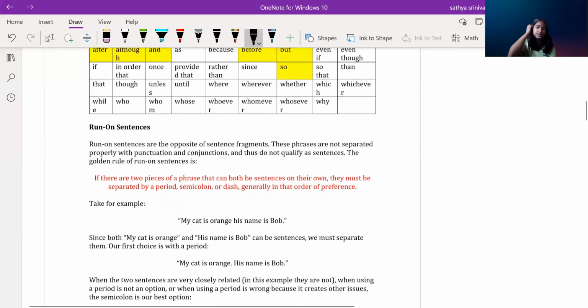Okay, run-on sentences are the opposite of sentence fragments. These phrases are not separated properly with punctuation and conjunctions, and thus do not qualify as sentences, right? If there are two pieces of a phrase that can both be sentences on their own, they must be separated by a period, semicolon, or dash, generally in that order of preference. So a run-on sentence is basically two independent sentences without any punctuation.